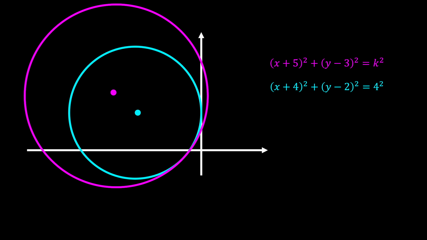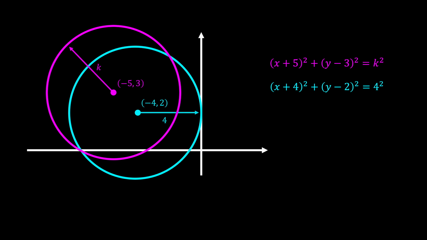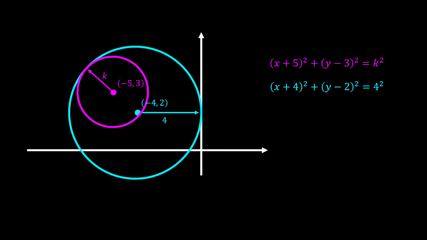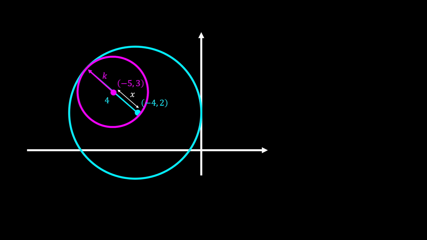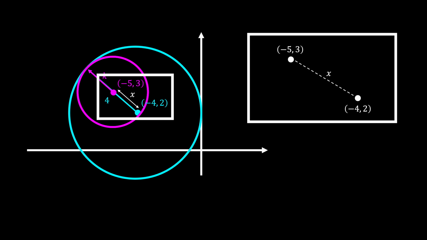Let's start by finding the smallest value of k. To do this, imagine the first circle shrinking until it just touches the edge of the second circle. At this point, the radius k of the first circle is equal to the distance between the two circle centers, minus the radius of the second circle. To calculate the distance between the centers, we use Pythagoras' theorem.